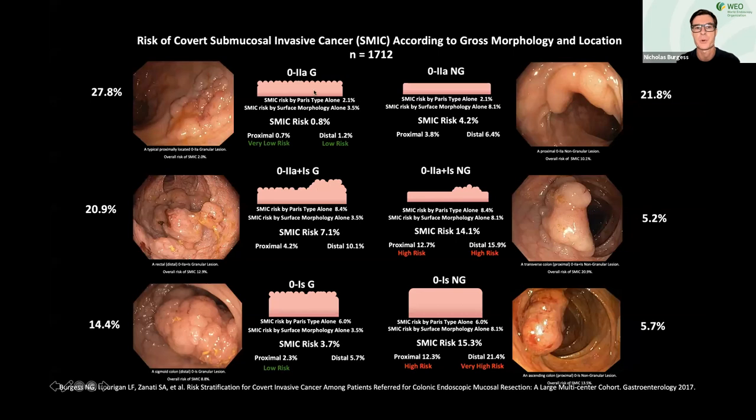So a lot of proximal colon lesions that are flat, granular, so 0-IIa, paris 0-IIa, will have a very low risk of hidden submucosal invasion. So if you've assessed it and you can't see a demarcated area of cancer, they've got a very low risk of an underlying submucosal invasion, ideal targets for endoscopic mucosal resection. Whereas if you're looking at a 0-Is non-granular lesion that's in the distal colon, particularly in the rectum, then these lesions have a very high risk of hidden submucosal invasive cancer. These are the ones that you should probably target for en bloc resection or potentially ESD.